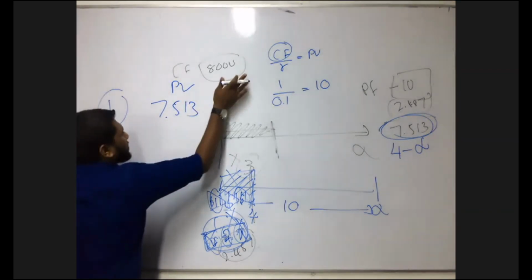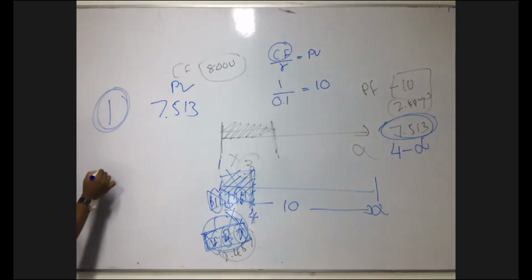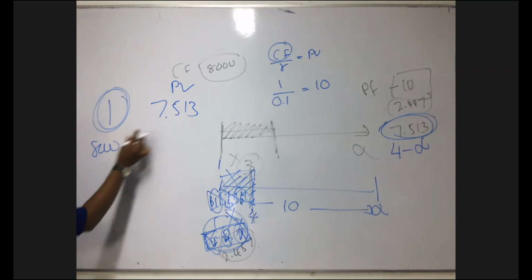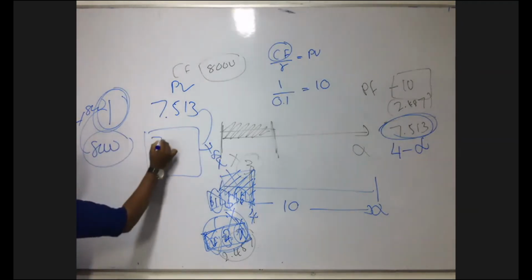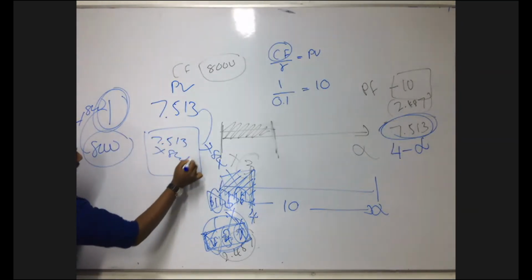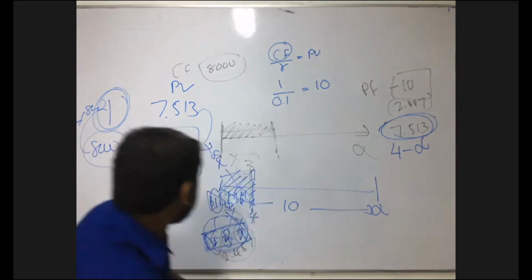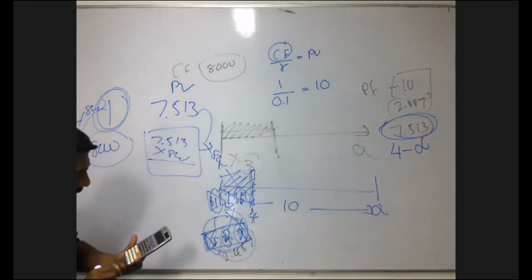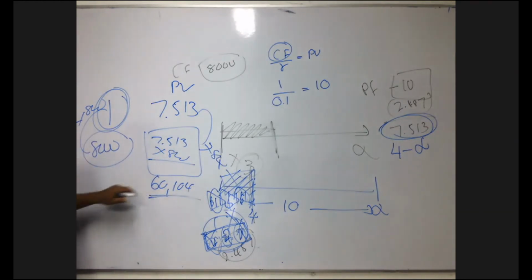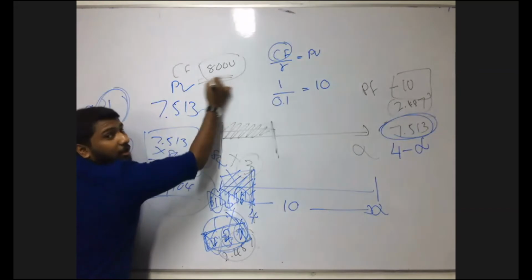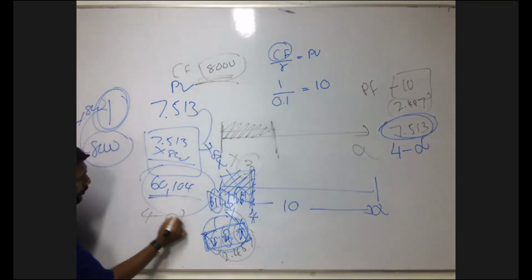Now, likewise in this question, how many dollars are there? $8,000 are there. This is the value of $1. Then for $8,000, how much is it? What we have done? Multiply by 8,000. Then here also to get the answer, what we have to do? We have to multiply by 8,000. Then 7.513 into 8,000. How much is that? You will get 60,104. This is the total present value if you are getting $8,000 from year 4 to perpetuity.